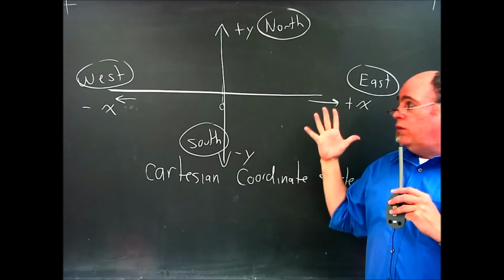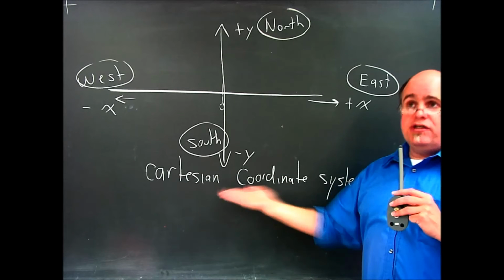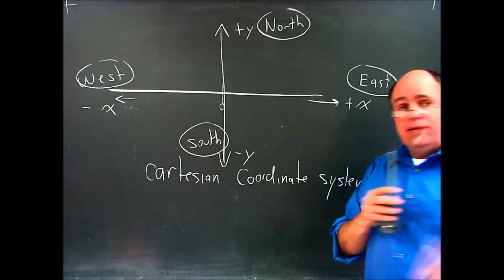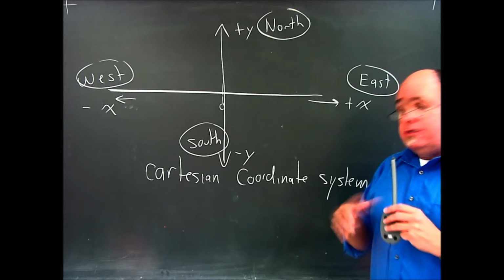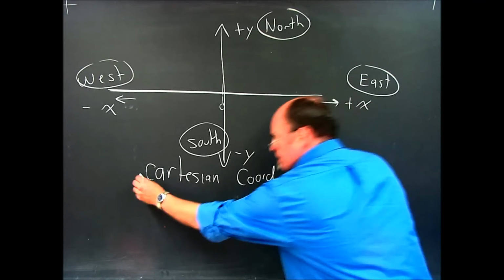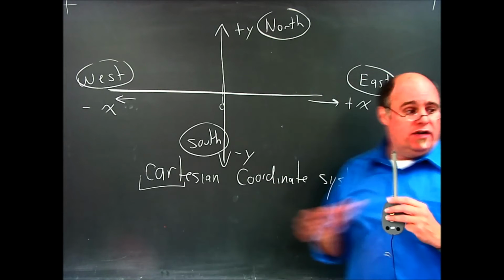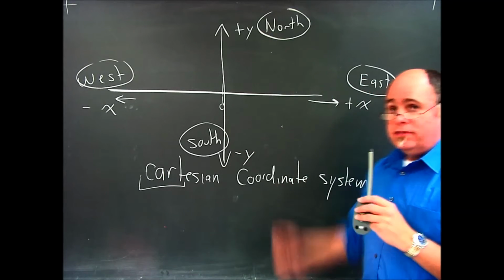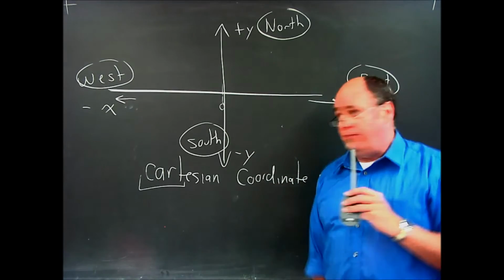Okay, so we use it. It's officially called the Cartesian coordinate system. It's named after a person named René Descartes, who was a famous scientist, a famous philosopher, and a famous mathematician from France. Carte is right there, and his name is René Descartes. So, kind of, it's named after him.